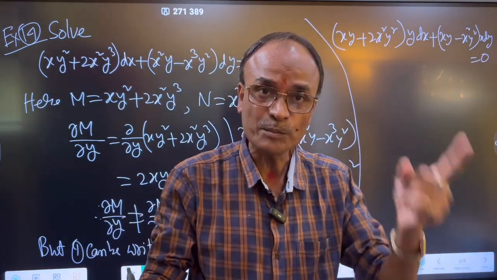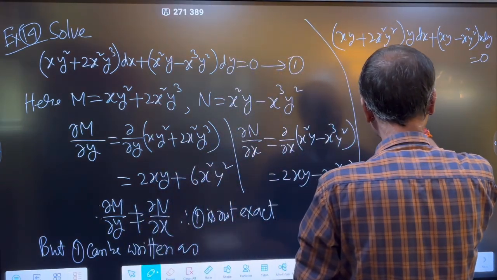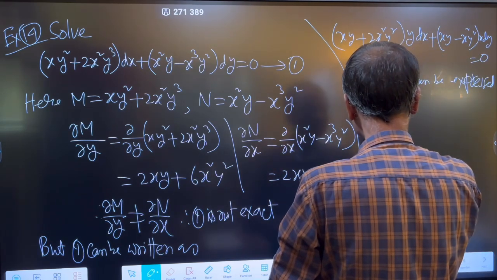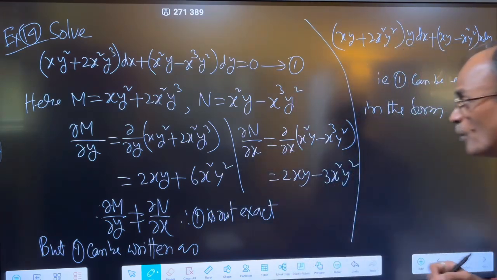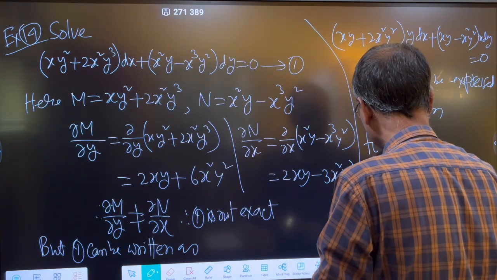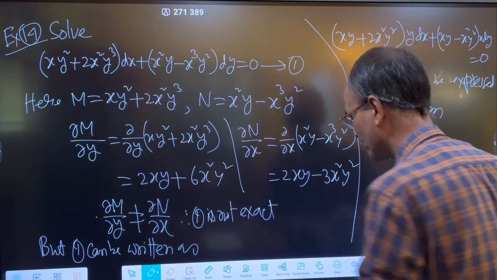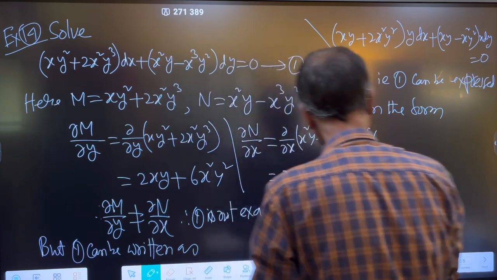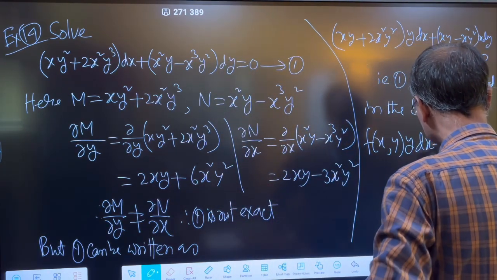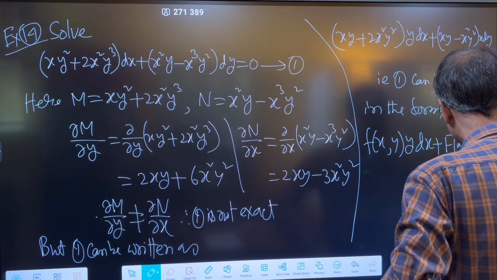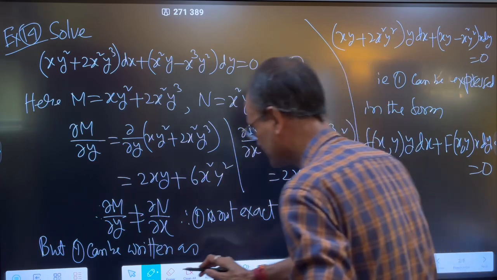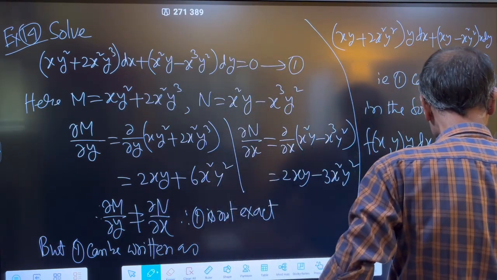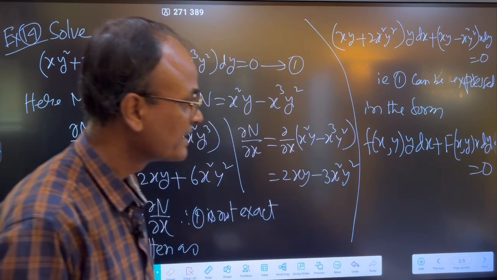Means it can be expressed in the form f of xy y dx plus another function of xy x dy equal to 0.